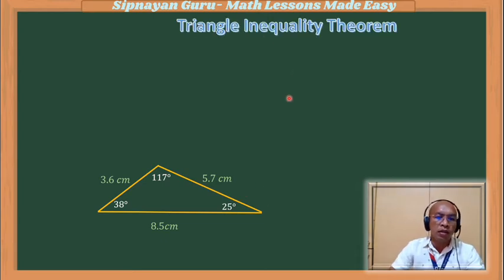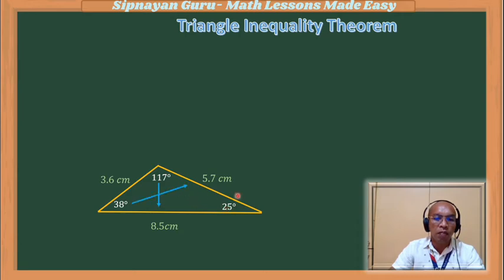Another triangle inequality theorem. What have you noticed about the relationship of the sides and the angles of the triangle? Based on the given measures of the angles, the largest angle is 117, the smallest angle is 25. The opposite side of 117 is 8.5. The opposite side of 25 is 3.6.